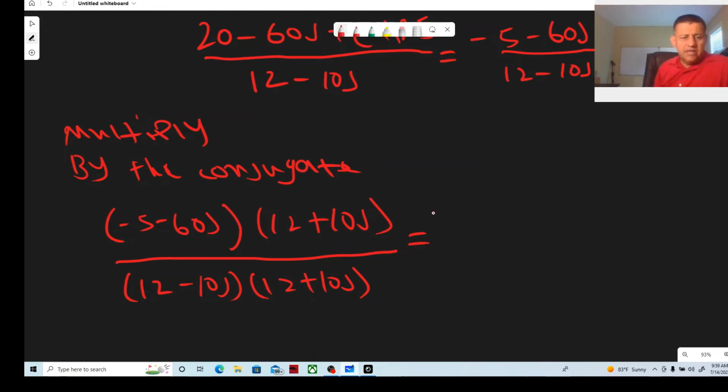When we do that, we multiply negative 5 times 12, which is negative 60. And then this times this is negative 50j. And then we do the inner terms, which is going to be 720, right?